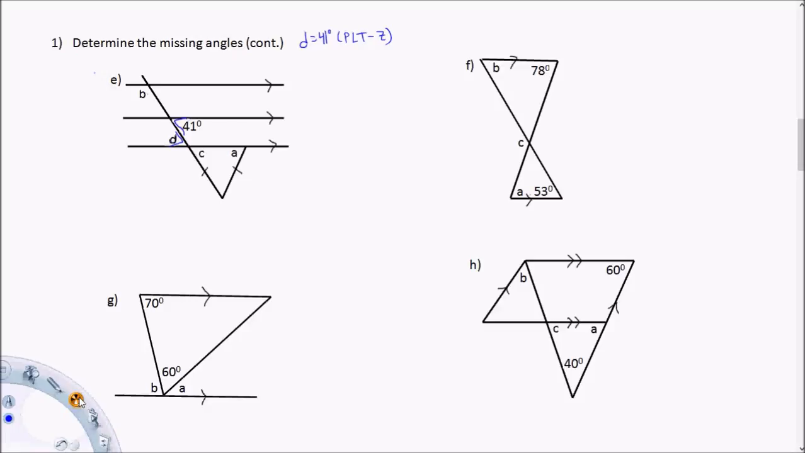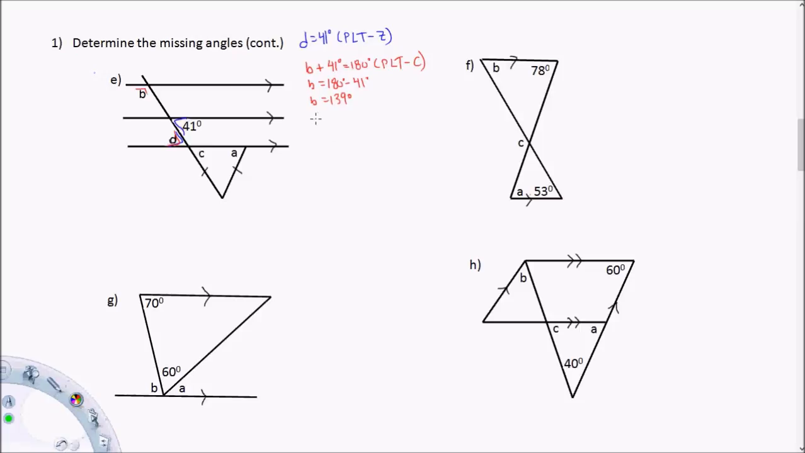We can also see that angle B and angle D can be added together. So B plus D, which we know is 41 degrees, is equal to 180 degrees because of PLT, the parallel line theorem, C pattern. And let's subtract 41 from both sides, so we get 180 minus 41. Therefore, angle B is equal to 139 degrees.